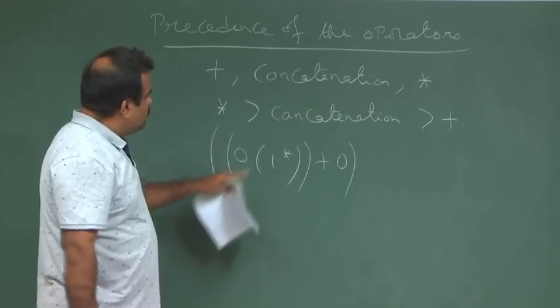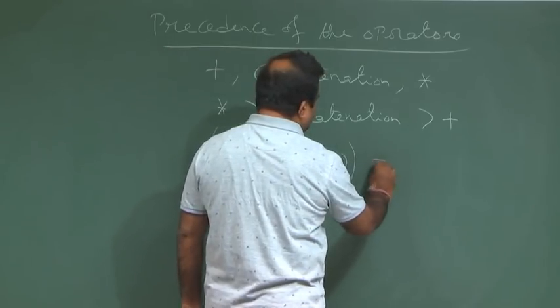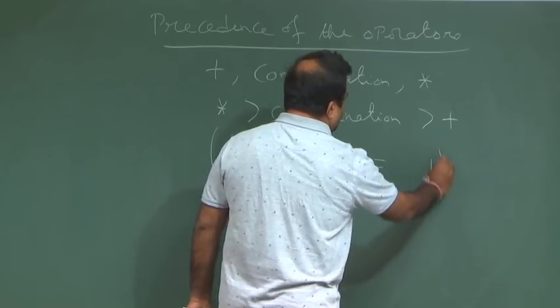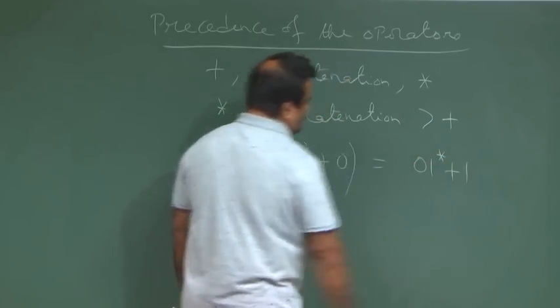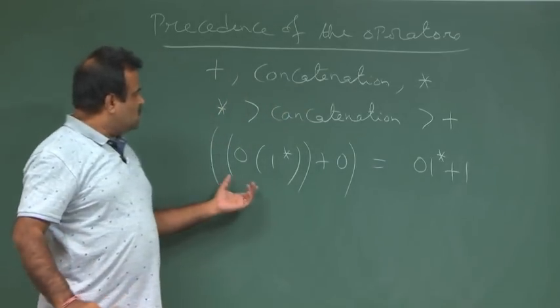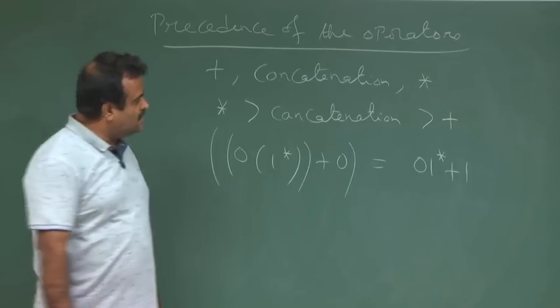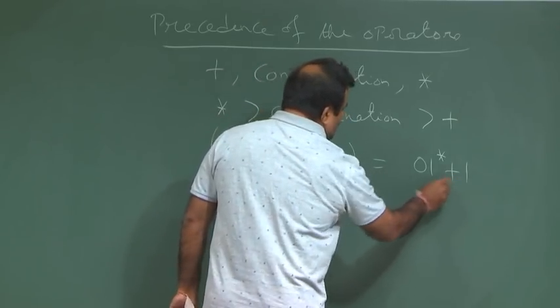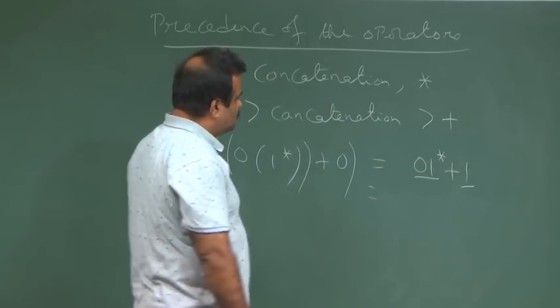Now, if we know this precedence, this may be written as 1 star, we want 0 then 0 then plus 1. We simplify, we do not need the brackets once we know the precedence. So, what is the language corresponding to this? The language corresponding to this is R 1, this is R 2. So, union of these 2.